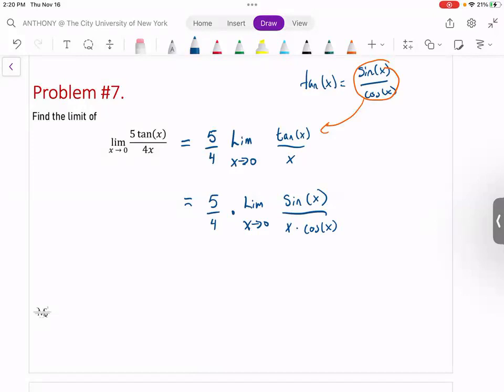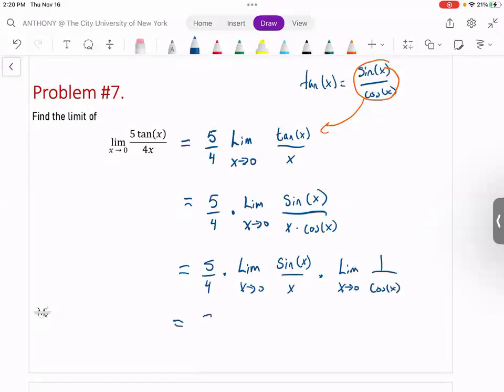The way that I'm going to split this into 2 limits is that when I look at this, I should recognize something inside of the first limit here. We have a special limit. That special limit is sine of x over x, right? So you're going to have 5 over 4 times the limit as x approaches 0 of sine of x over x times the limit as x approaches 0 of 1 over cosine of x.